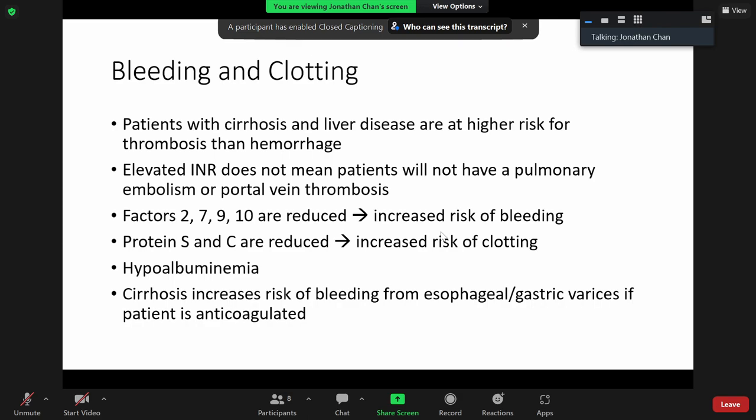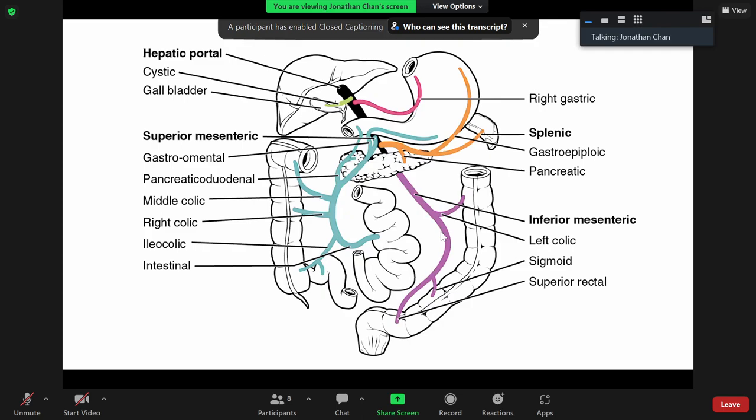So basically, the hypothesis that a lot of liver doctors have right now is that lower serum albumin concentration is an indication that the liver is not making enough proteins overall, and that includes proteins C and S. And when proteins S and C are low, that increases risk of clotting. So patients with a high INR can still form blood clots. Especially if the albumin is low, patients can be at increased risk for thromboembolic events. And cirrhosis also increases the risk of bleeding from esophageal or gastric varices if a patient is anticoagulated.